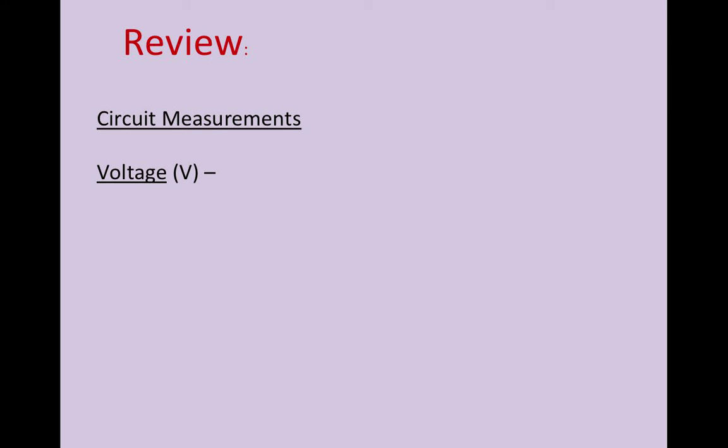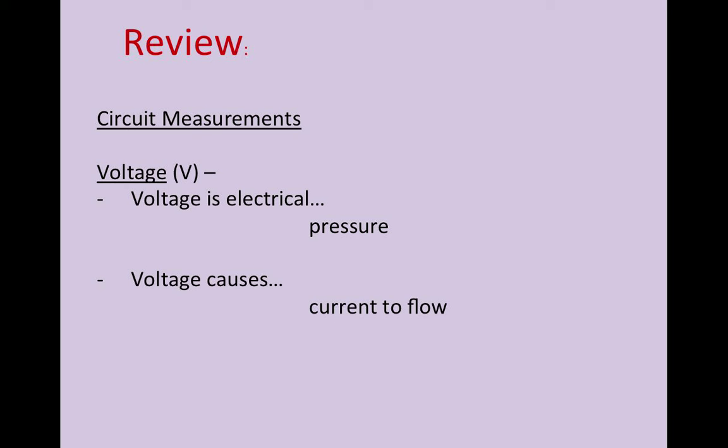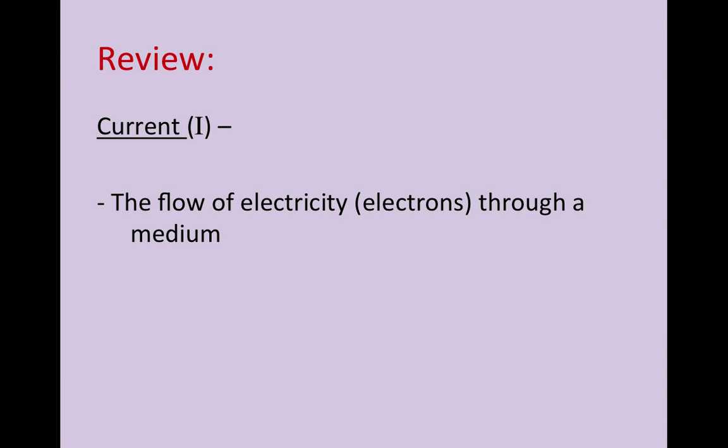What do you understand about voltage? Just remember that voltage is electrical pressure, is one way to think of it, and it causes current to flow, and it's measured in volts. It's kind of like the dam holding back water, or think of a water bottle with a certain amount of water in it. The more water it has, the more pressure it's going to have. Current, represented with an I, is the flow of electricity or electrons through a medium. It's measured in amps or amperes, but we'll just go with amps.